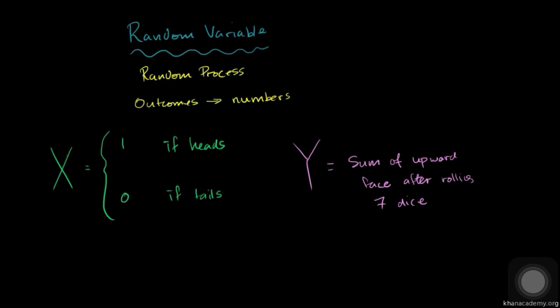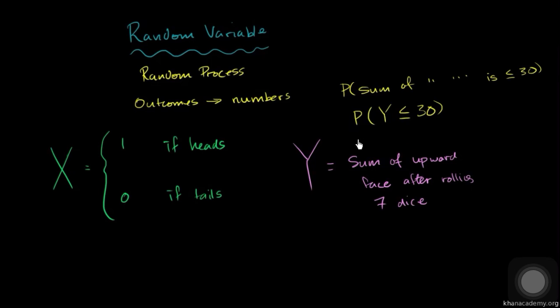So for example, if you cared about the probability that the sum of the upward faces after rolling 7 dice is less than or equal to 30, the old way you would have had to write it is the probability that the sum of, and you would have to write all of what I just wrote here, is less than or equal to 30. You would have had to write that big thing. But now we can just write the probability that capital Y is less than or equal to 30. It's a little bit cleaner notation.